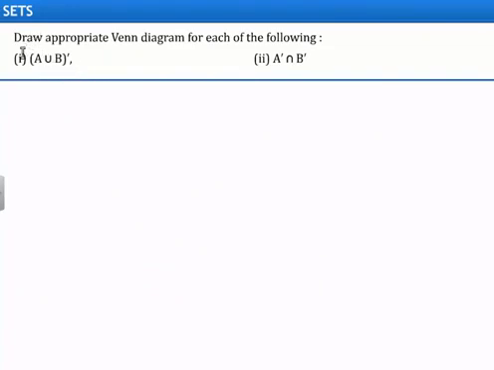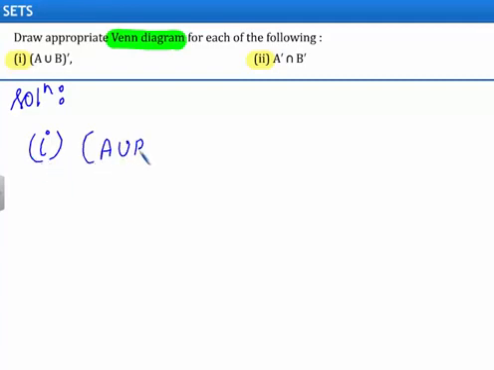In this problem, we need to draw the appropriate Venn diagram for each of the following. Let us begin with the solution. In the first part of the problem, we need to find the complement of the set A union B. Let us see how to draw the Venn diagram for the given set.